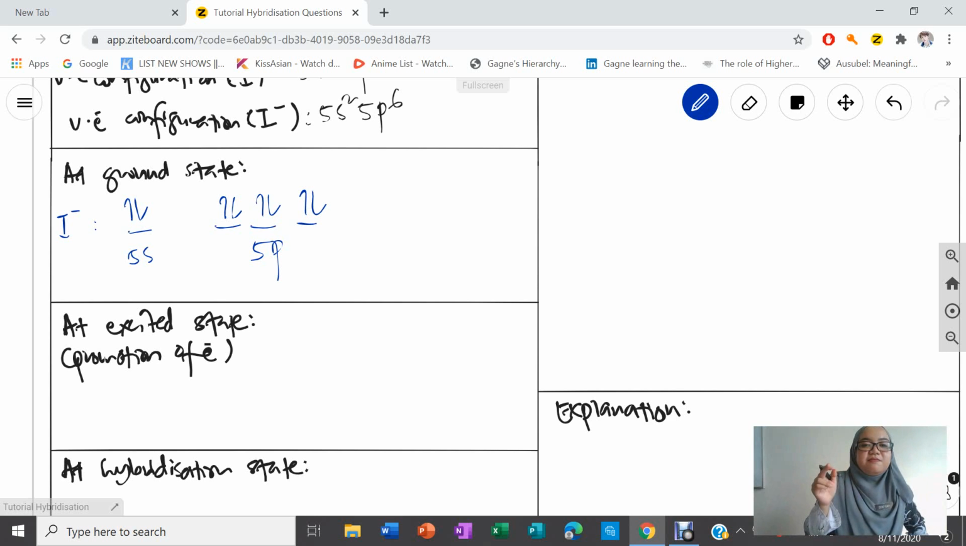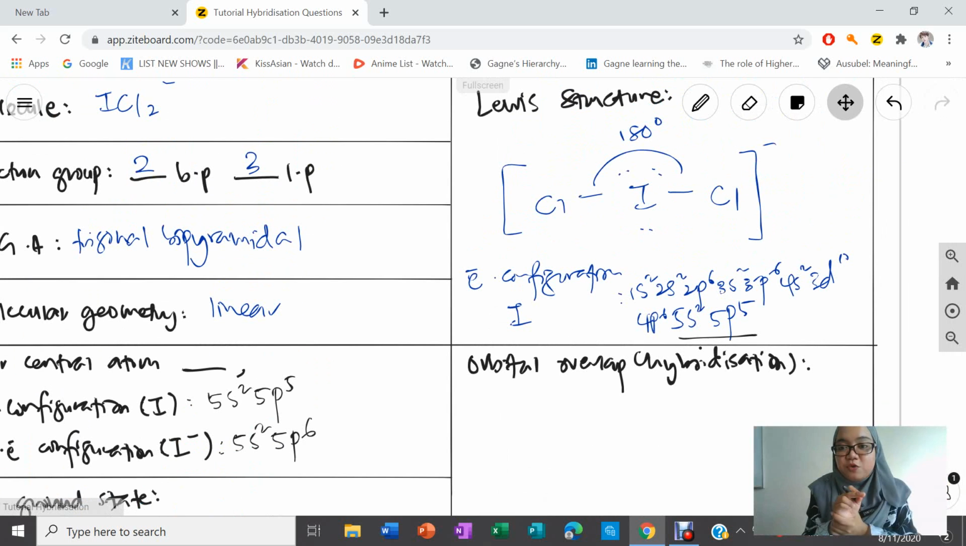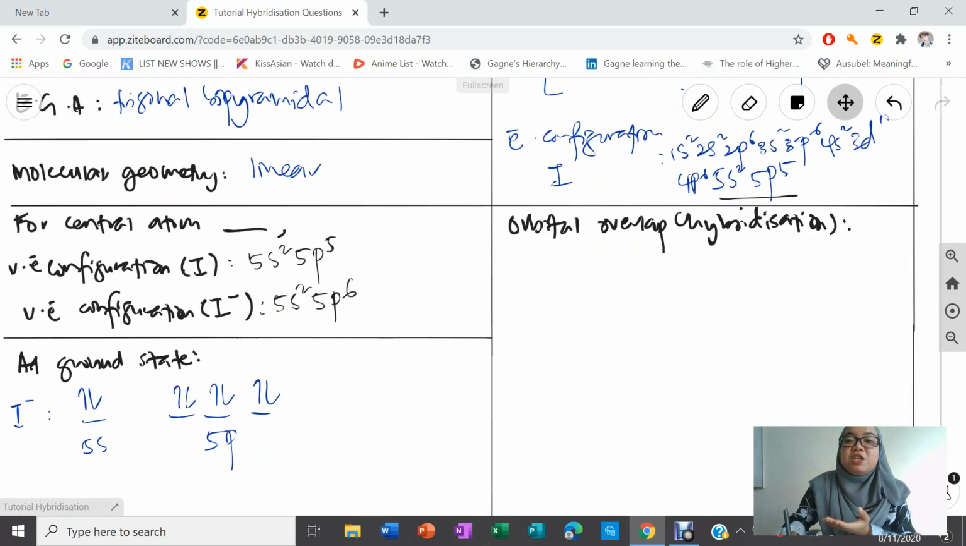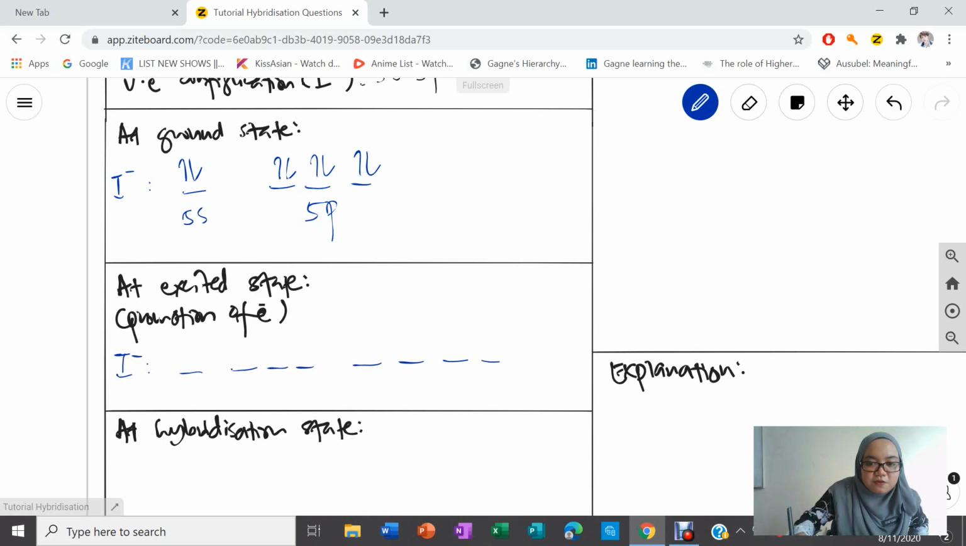Okay, at excited state, 1 electron will be excited into the empty 5d orbital, because if we look at the Lewis structure, we need 2 unpaired electrons to form a covalent bond with chlorine atom. So we need unpaired electrons, so we need to excite 1 electron from 5p into the empty 5d orbital. So at excited state, I minus is 5s, 5p, 5d. So 1 from here will excite to here.